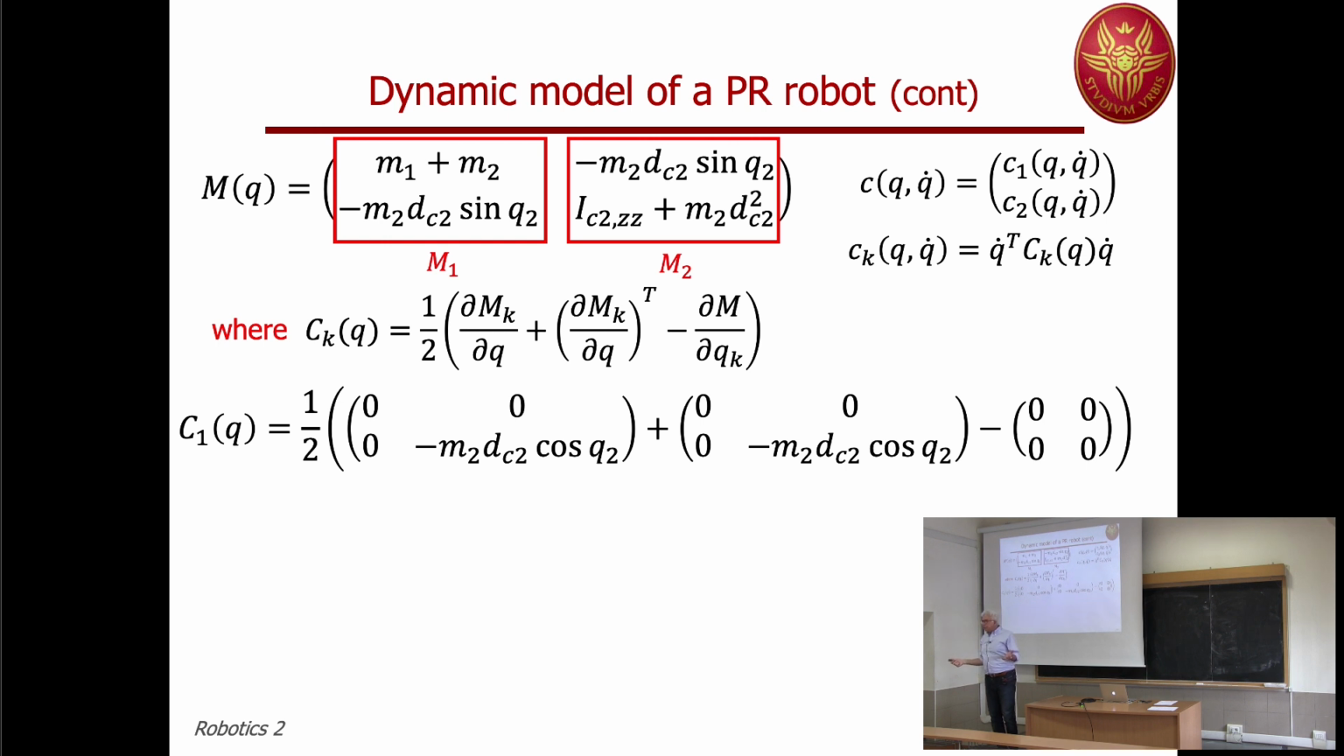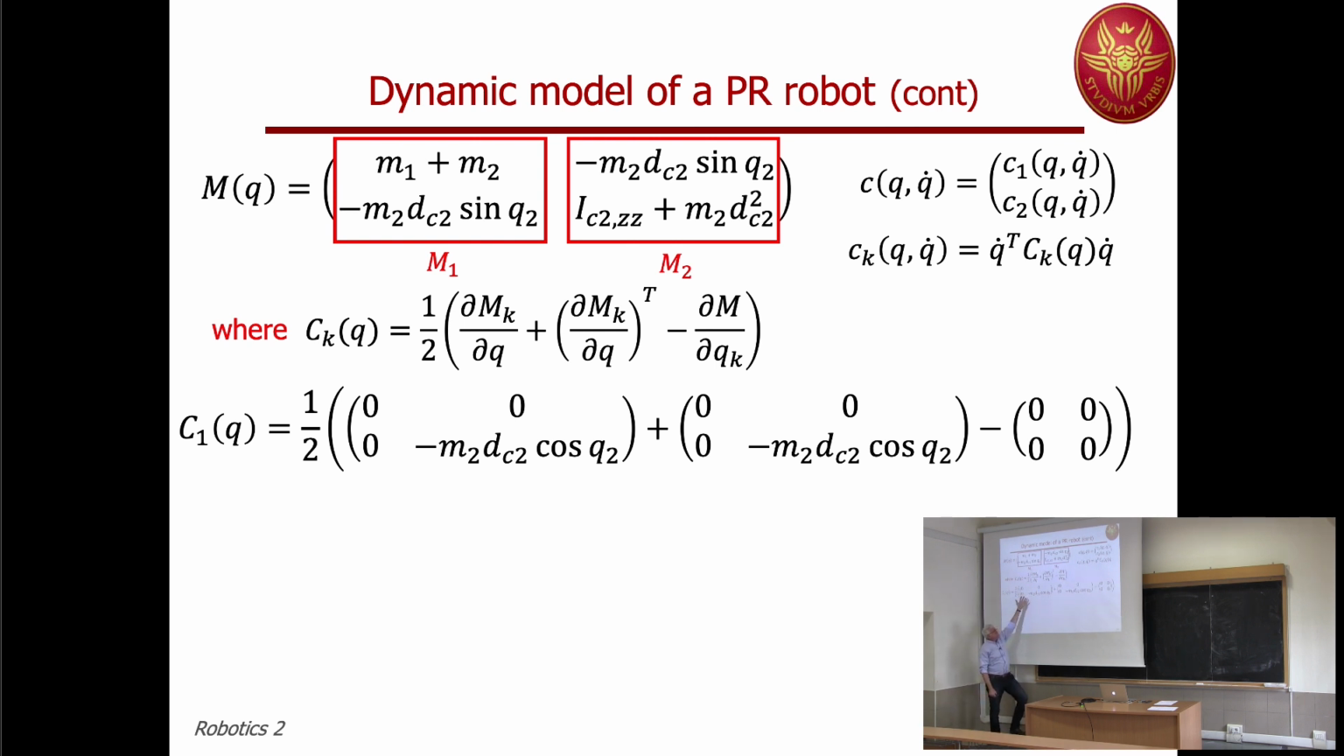This will give rise to a matrix. We take the derivative of the first element of the column with respect to q1 and q2, and this will make the first row, but the first element is constant, so the first row will be 0. The partial derivative of the first element of the column m1 with respect to q1 is 0, and with respect to q2 is 0. The second element, if we take the partial derivative with respect to q1, is 0. In fact, q1 does not appear there. And if we take the partial derivative with respect to q2, we will have minus m2 dc2 sine of q2. And this is the first matrix in this expression.